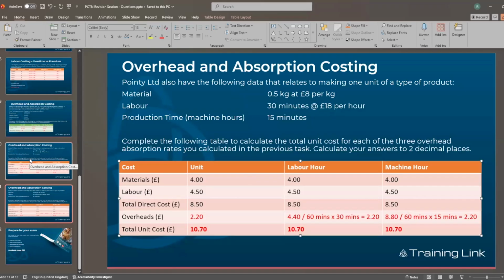Okay, but the reason being, if a business makes one type of product only, it will always be the same. If they make multiple products, these will always be different. And sometimes you get a little bit of a clue in the question to that.